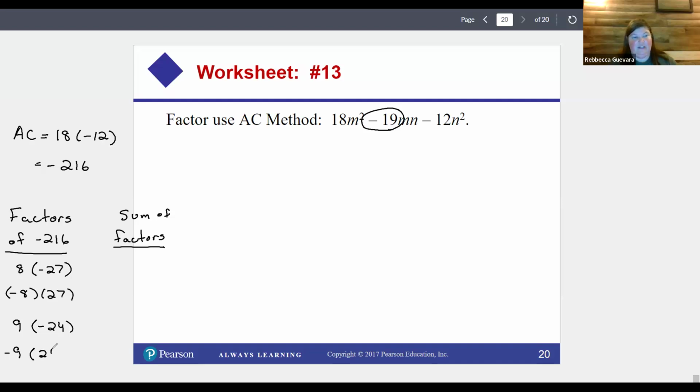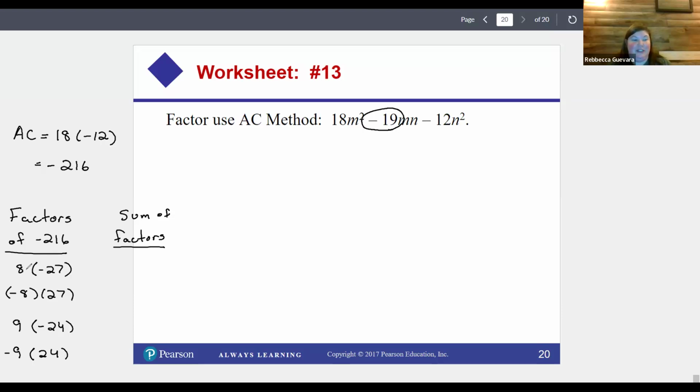So all I did here is there were tons of other factors I could look at. I'm just picking the ones that look like they're close enough together that their sum would be a negative 19. Like if I divide by 6, I believe that was 6 and 36. I know that's not going to be close to 19. So that's why I look at 8 and 9.